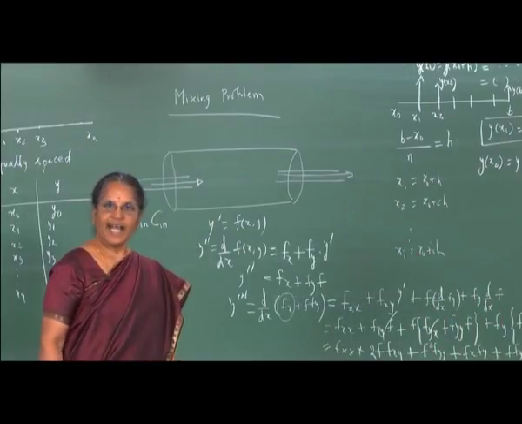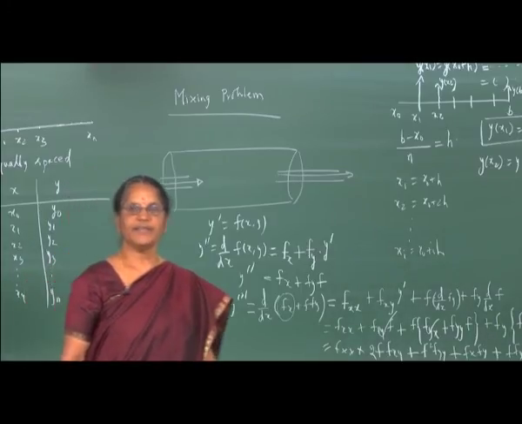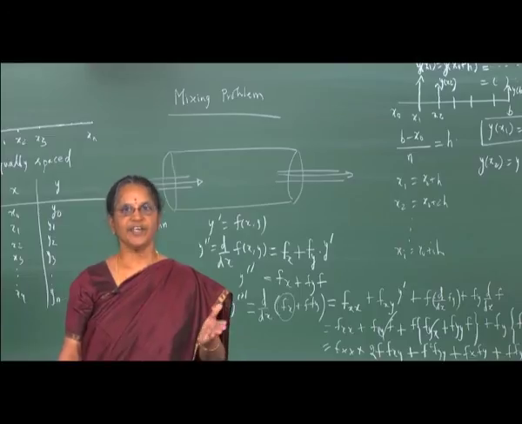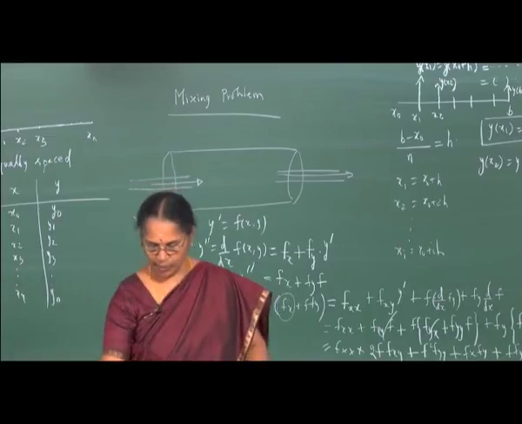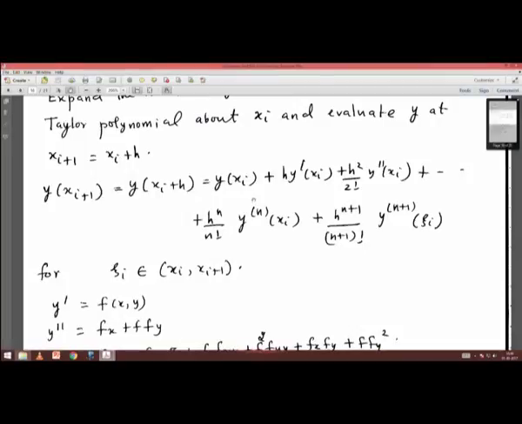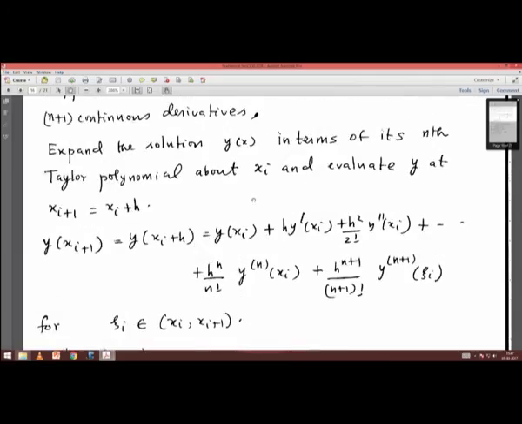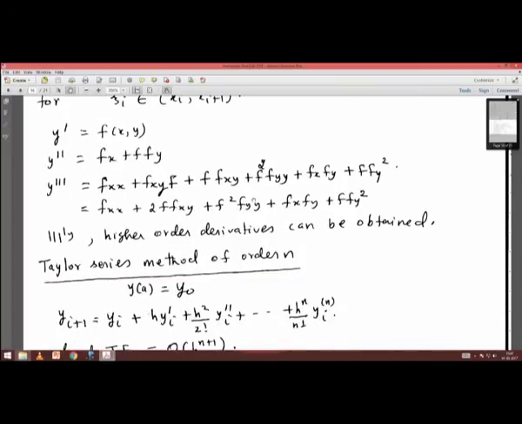Similarly, the higher order derivatives can be computed, and they involve the partial derivatives of various orders, and these have to be evaluated at xi and then substituted on the right hand side in the Taylor series expansion, and then the value of y at xi plus 1 must be obtained.